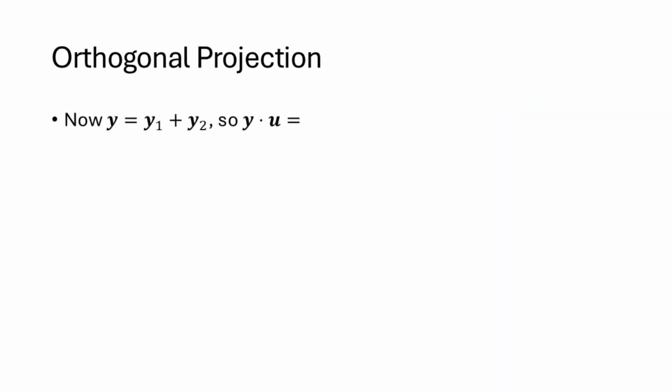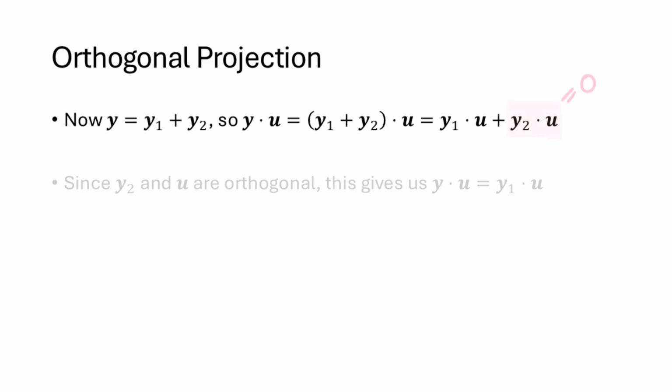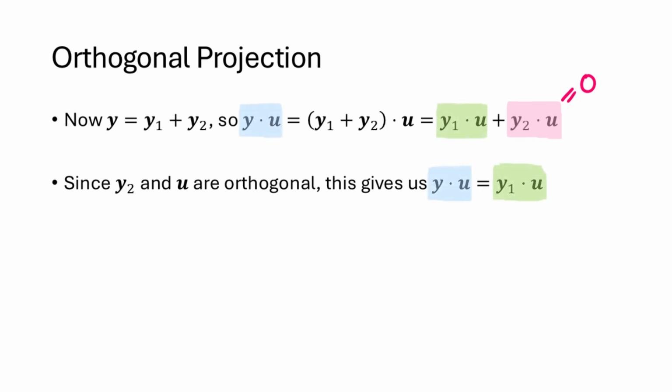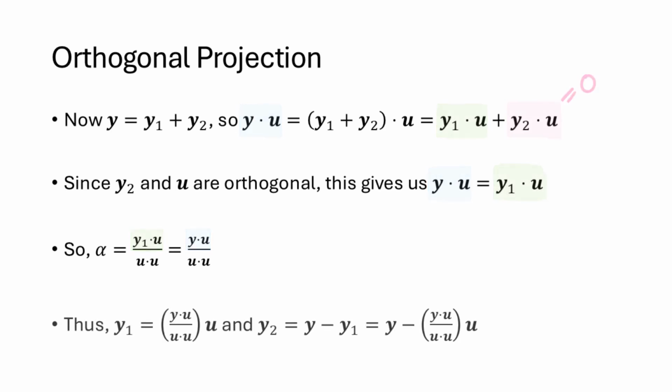But y is y1 plus y2. So y.u is (y1 plus y2).u, and we can distribute, so we get y1.u plus y2.u. But y2.u is 0 because y2 and u are orthogonal, and so that means that y1.u is actually just equal to y.u. And so a better formula for alpha is y.u divided by u.u, and we know y. y was one of the two vectors that we were given. So this gives us our formulas for y1 and y2. y1 is alpha times u, which is y.u divided by u.u times u, and y2 is just y minus y1, and so if we wanted to know what y2 was, we would just subtract y minus y1.